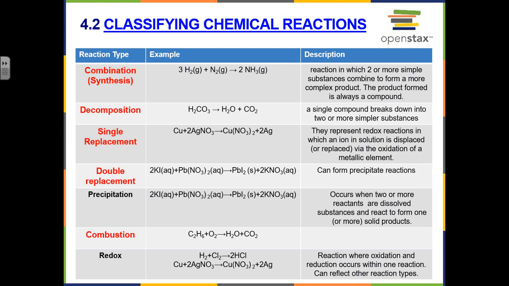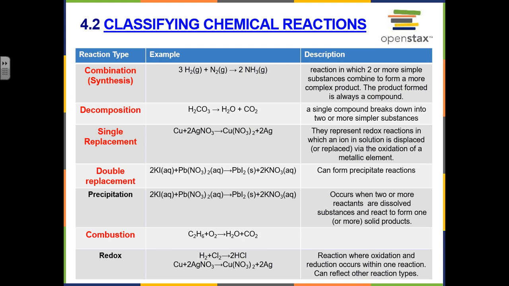The first type of chemical reaction I want to address is called a combination or synthesis reaction. In a synthesis reaction, two materials come together and form one larger construct. The description says that it's a reaction in which two or more simpler substances combine to form a more complex product, and the product formed is always a compound. In this case, they're taking hydrogen and nitrogen to form ammonia.